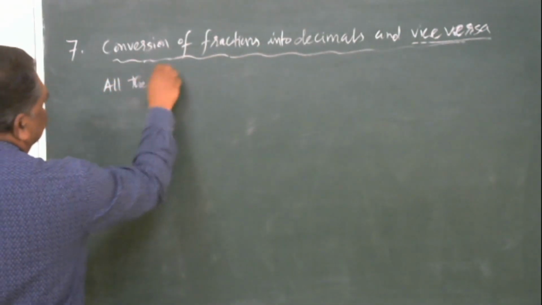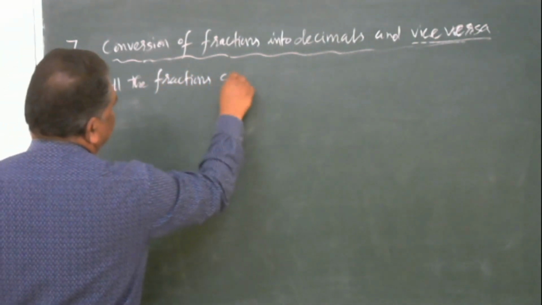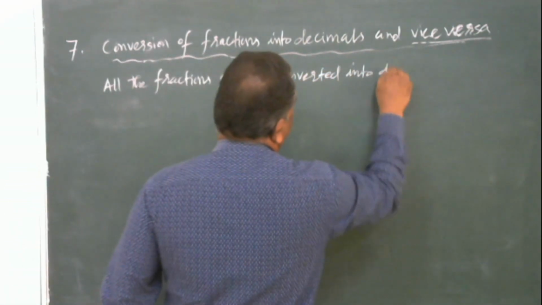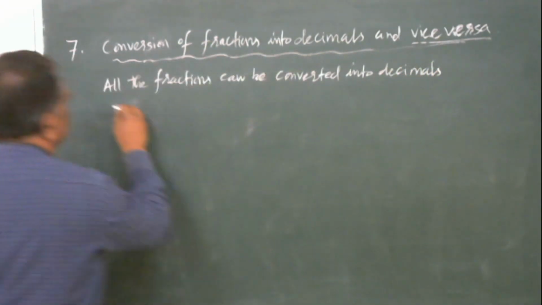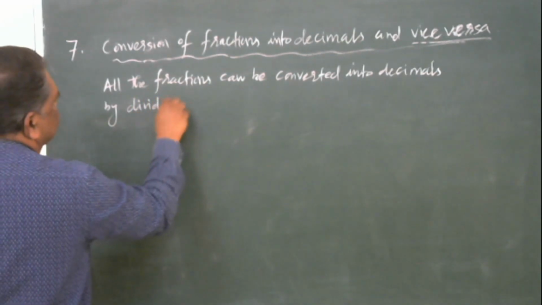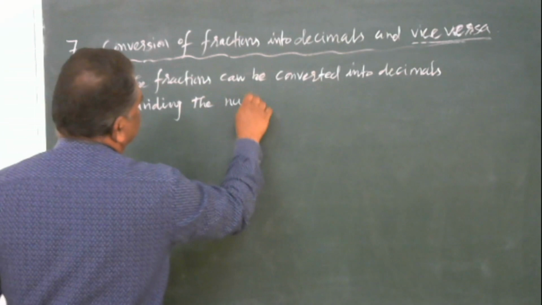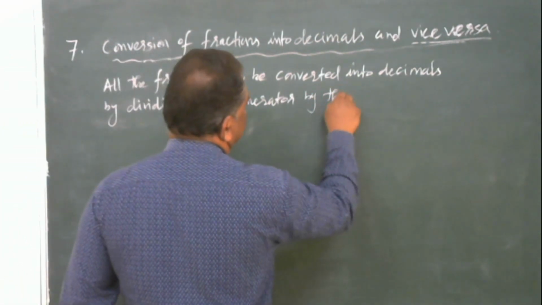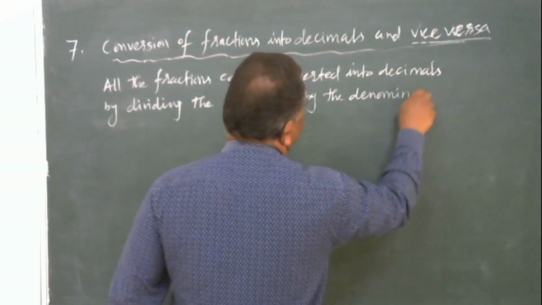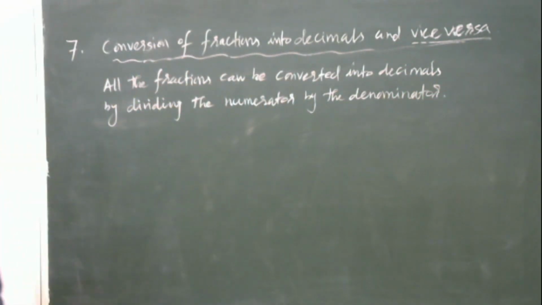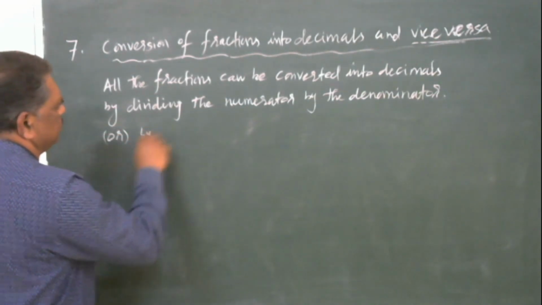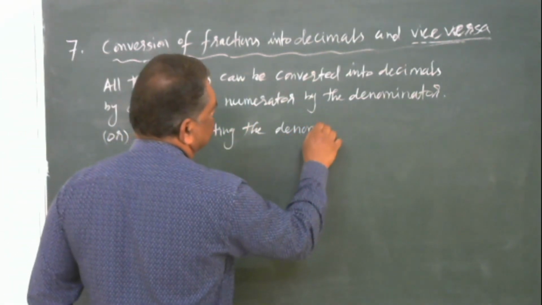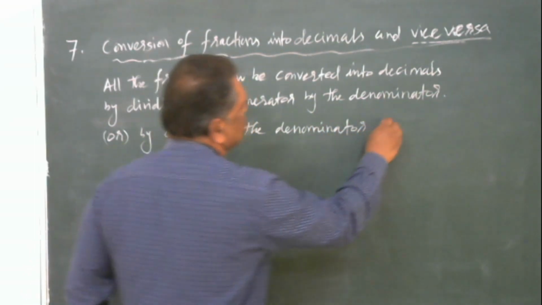All the fractions can be converted into decimals by dividing the numerator by the denominator, the division method, or by converting the denominators as powers of 10.